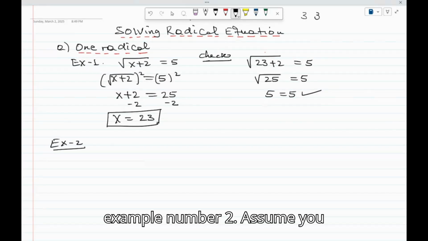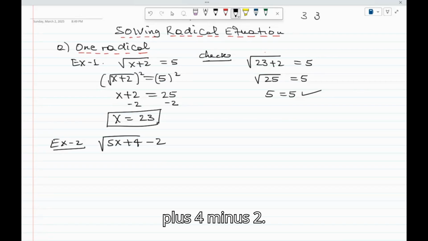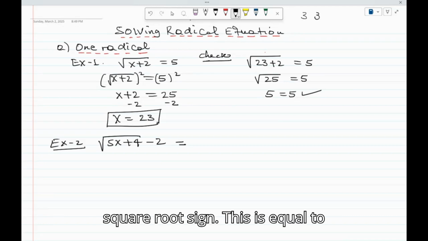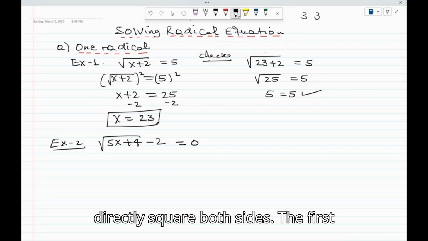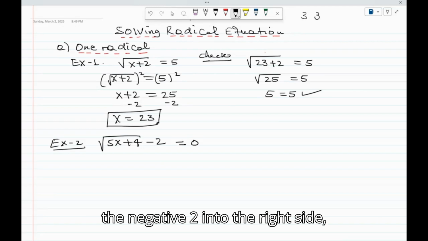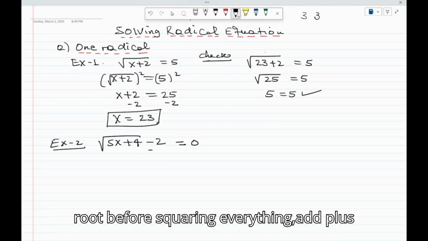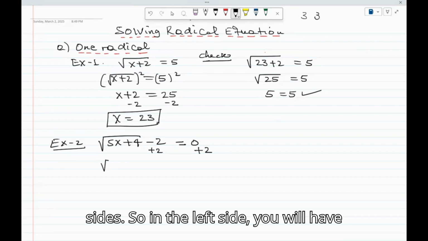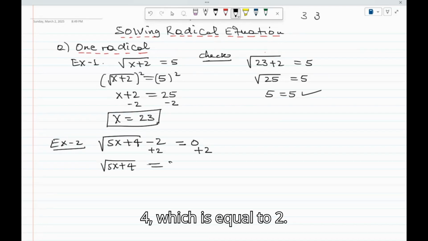Example number 2. Assume you have this equation: the square root of 5x plus 4, minus 2. Remember, this minus 2 is outside the square root sign. This is equal to 0. In this case, we cannot directly square both sides. The first thing we have to do is move the negative 2 to the right side, since that's outside the square root. Before squaring everything, add plus 2 to both sides. So on the left side, you will have the square root of 5x plus 4, which is equal to 2.